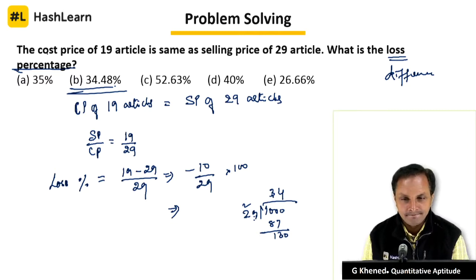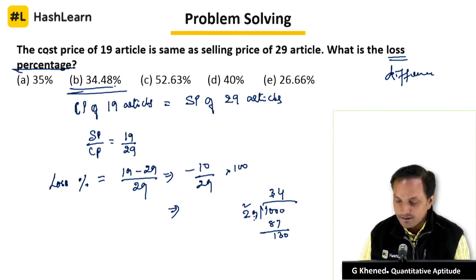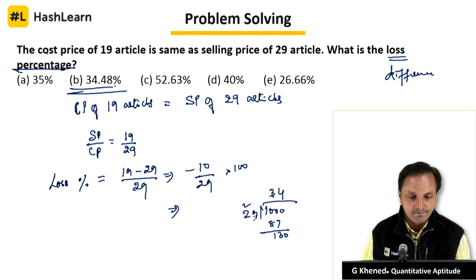Okay, fine. So these were a few examples on the profit and loss topic. There are a couple of questions for you to solve at home. CPPs are there, so please try to solve them.